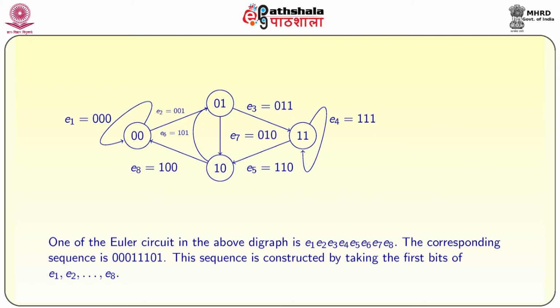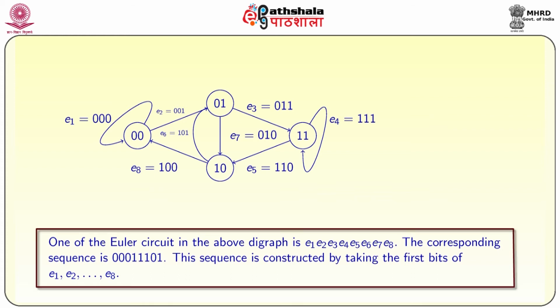So, then you can easily see that this graph is an Eulerian digraph and the edges are labeled with a binary sequence of length 3. One Eulerian circuit in the above digraph is edges E1, E2, E3, E4 and so on to E8. The corresponding sequence is 0 0 0. So, first E1 is 0 0 0. Now, instead of taking from the 4th bit onwards, we are considering the 2nd bit onwards, that is 0 0 1 is E2 and 0 1 1 is E3 and so on.